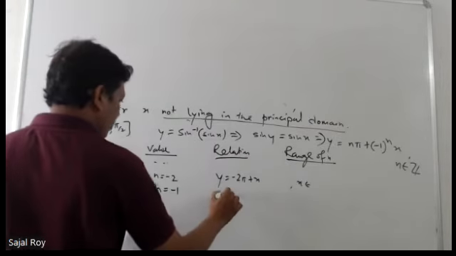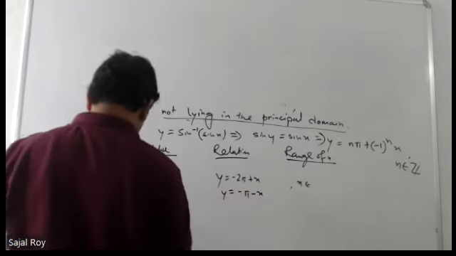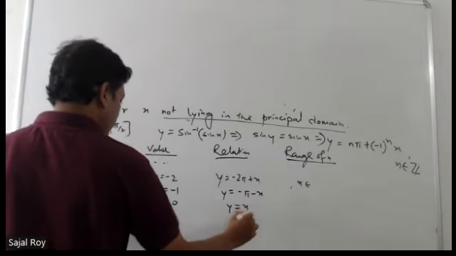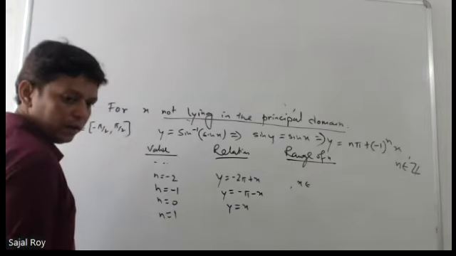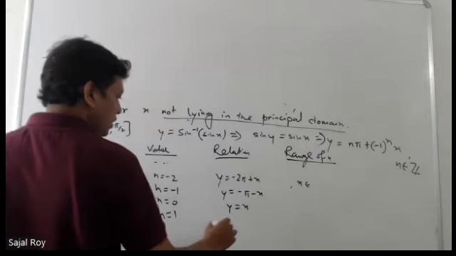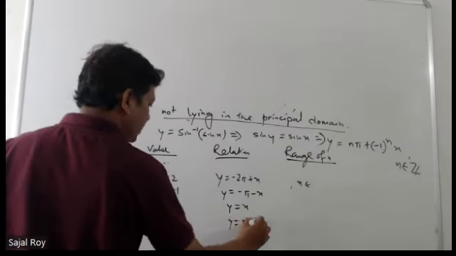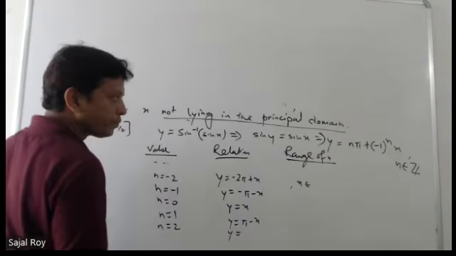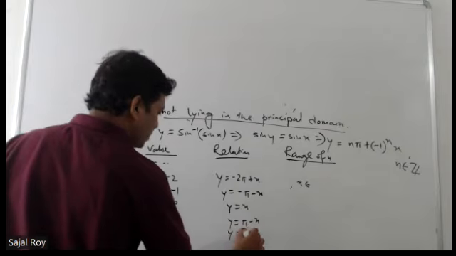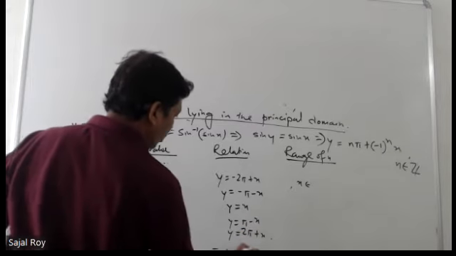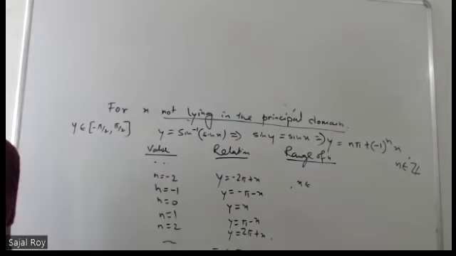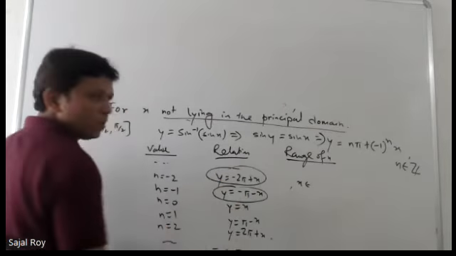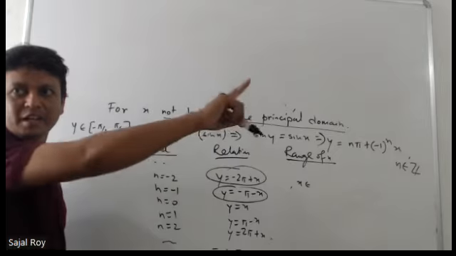n equal to -1, y equal to -π minus x, right? n equal to 0, y equal to x. n equal to 1, it's π minus x, right? n equal to 2, it will be y equal to 2π plus x, right? And so on. You have infinite number of these, and looking at the relations, all are straight lines, linear.